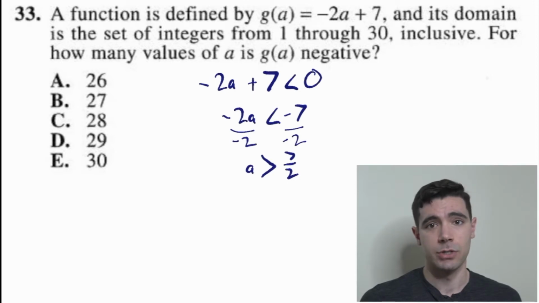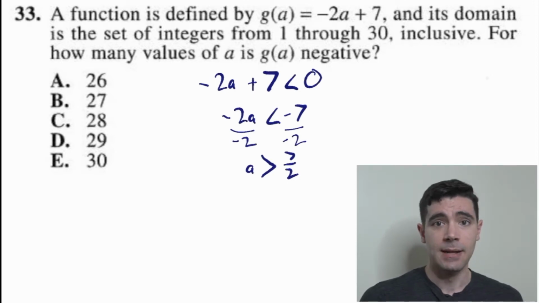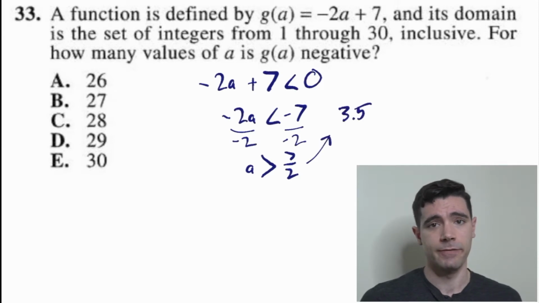Now, what is 7 over 2? Because we've been talking about integers, right? That's what's in the domain of g of a, 1 through 30. Well, 7 over 2, and you can check your calculator, is 3.5. So a is greater than 3.5.